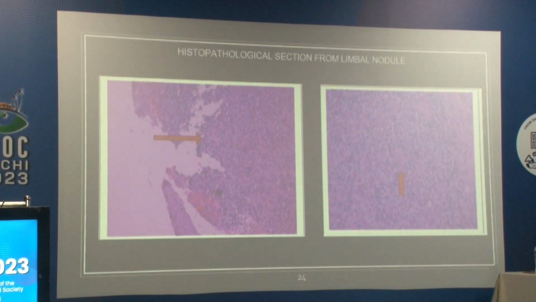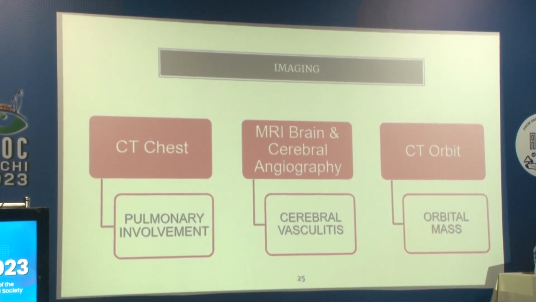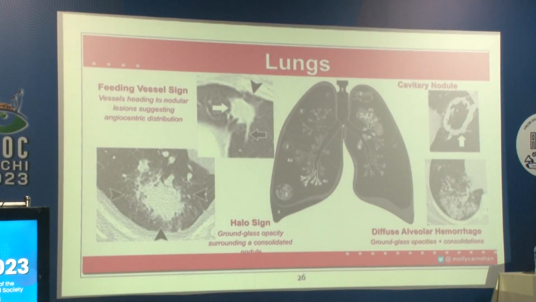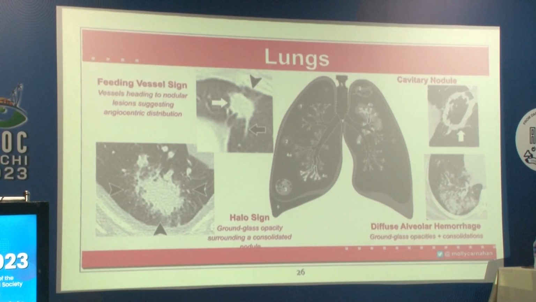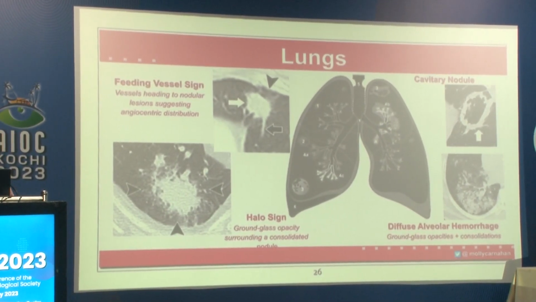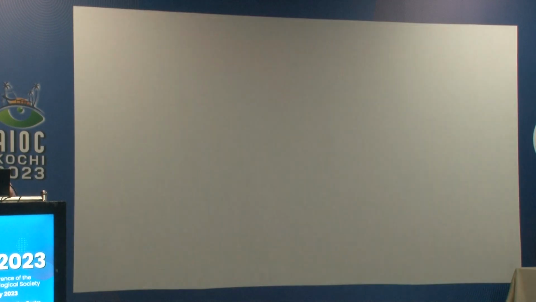So these are slides from our patients. On the left-hand side, we see a giant cell, and on the right-hand side, this is a vessel with the central leukocytoclastic vasculitis. Imaging: we do CT chest for pulmonary involvement, MRI for vasculitis, cerebral vasculitis, and CT orbit for orbital mass. And we'll have to look out for features like nodules, cavitations, and alveolar hemorrhage. And we should be very careful in ruling out tuberculosis because these findings also come in tuberculosis.